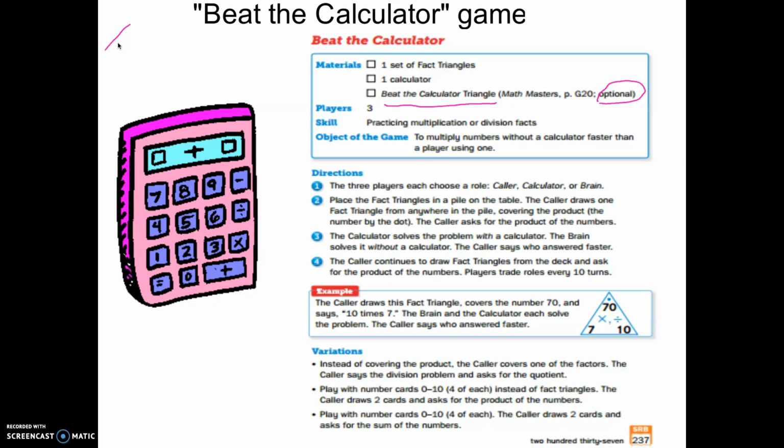So there's a few variations at the bottom. Instead of covering the product, the caller covers one of the factors, and the caller says the division problem and asks for the quotient. So maybe you're covering up the 7, and the caller would say 70 divided by 10. And the brain would try to get the answer as quickly as they can, and the calculator would do it on the calculator. All right, good luck. That's a fun game.